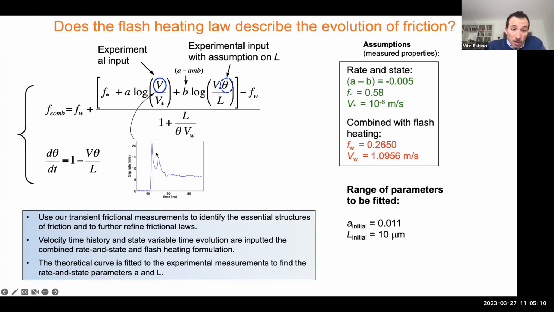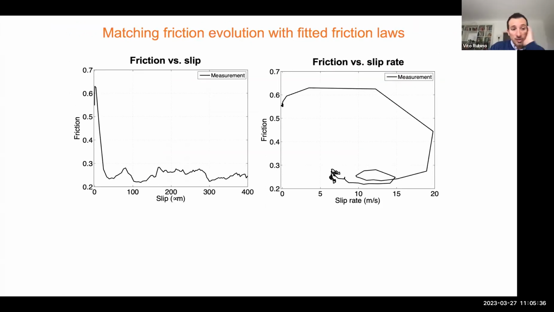So the input in this law is the measured slip velocity and the state evolution that is derived using this V as input and L as a fitting parameter. And then once we do this, so we have this friction law playing with these inputs, then we can plot an evolution of friction, and we can compare that with the one independently measured and see how they compare to each other. So the black curves here indicate friction plotted versus slip and versus slip rate for a given loading case. And so this is just the measurement.